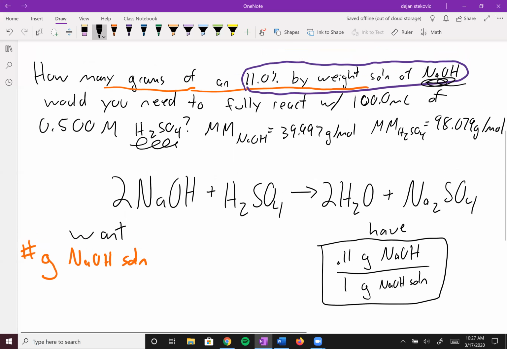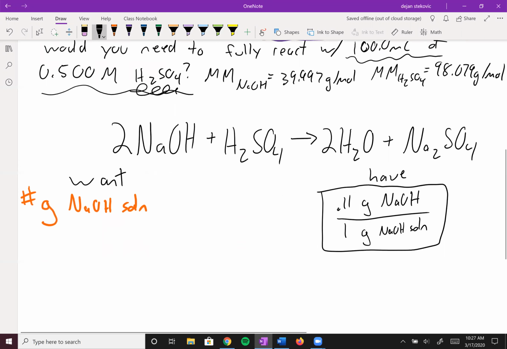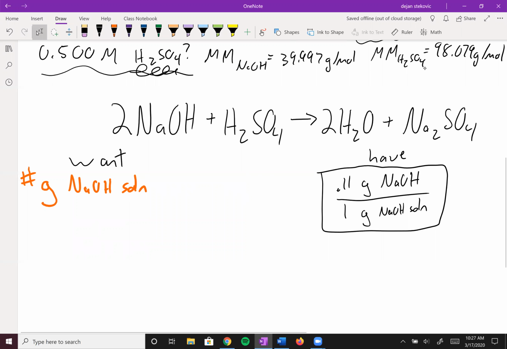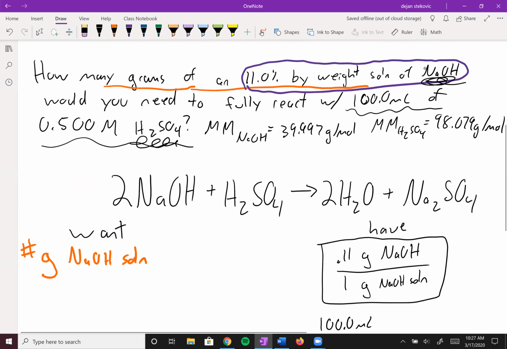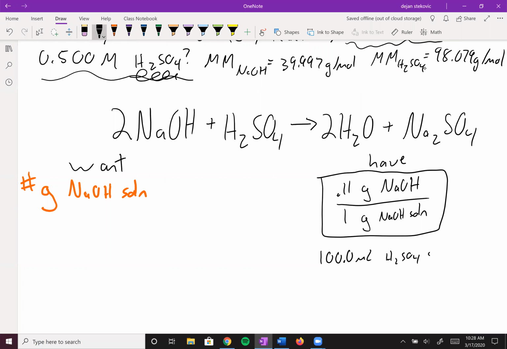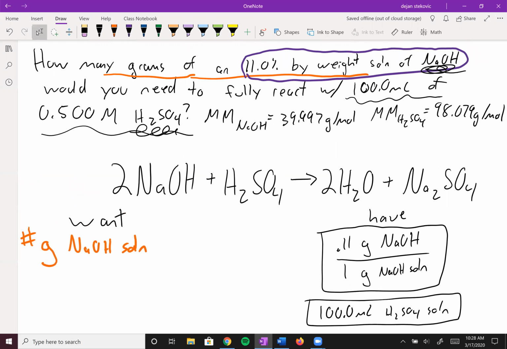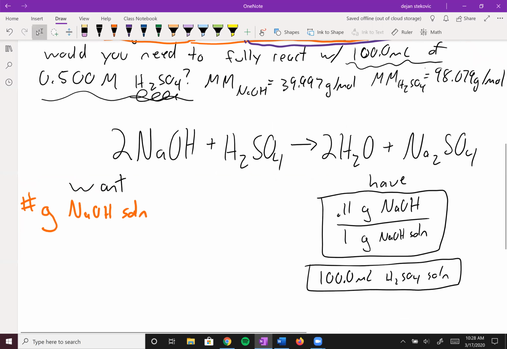Let's take a look at another one. You would need to fully react with 100 mL of this 0.5 molar H2SO4. That's another piece of data we're given. So we know we have 100.0 mL of this sulfuric acid solution, H2SO4 solution. Let's see what else we're given. We have the 0.5 molar H2SO4.